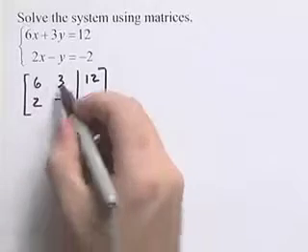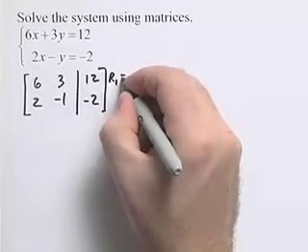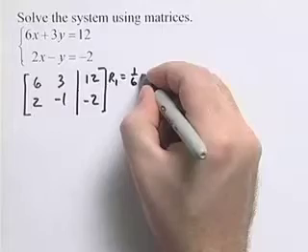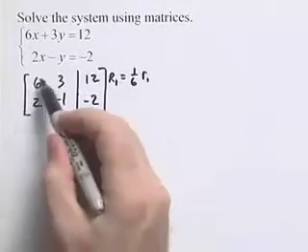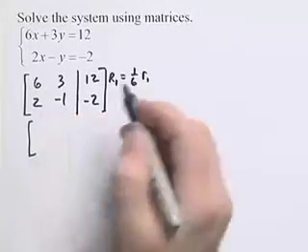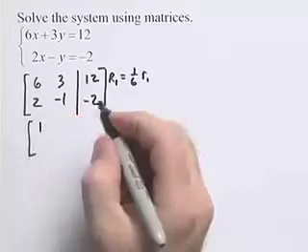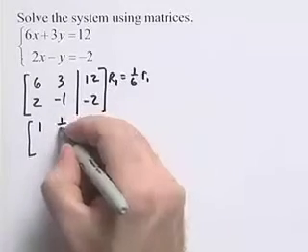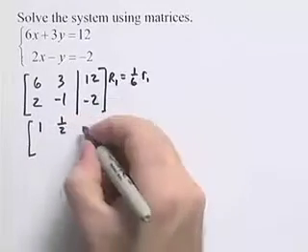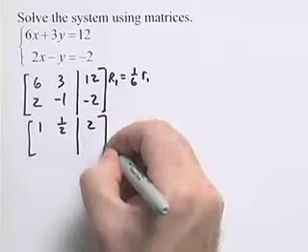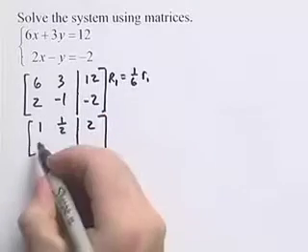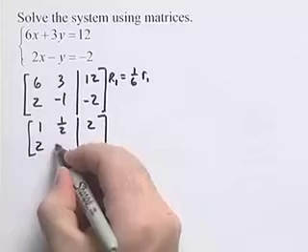So we're going to first start by letting row 1, our new row 1, equal 1/6 times our current row 1. That'll get us a 1 up here. So if I take 1/6 times 6, I get 1. 3 times 1/6 is 1/2. And 12 times 1/6 is 2. I haven't changed my second row, so I'm just going to rewrite that.